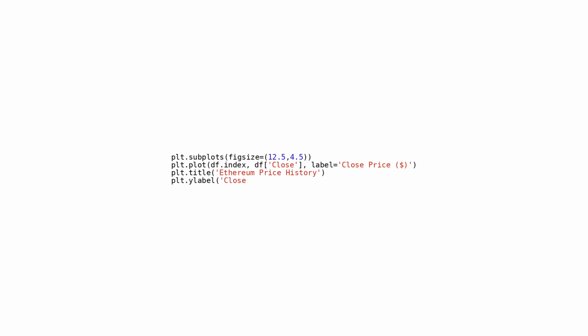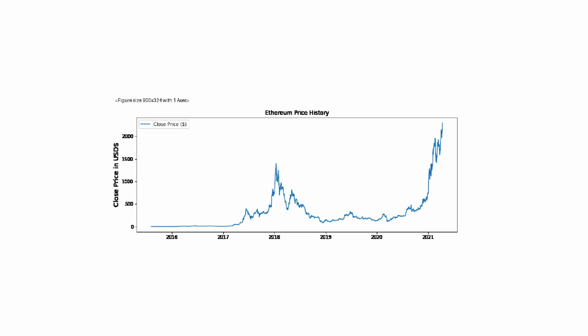The provided Python code illustrates the visualization of Ethereum's closing price history through a line chart. The code creates a figure and subplots, plots the close column against the DataFrame's index, adds a title and labels, and displays a legend. This code is typically run in an interactive environment, such as a Jupyter notebook, to view the resulting chart.